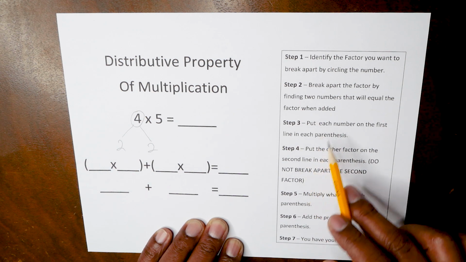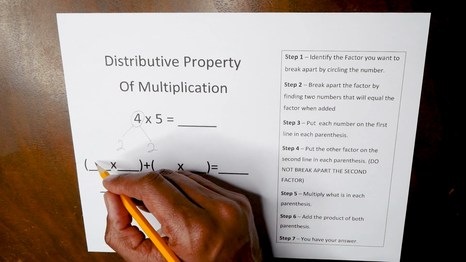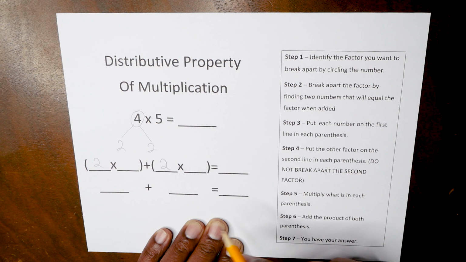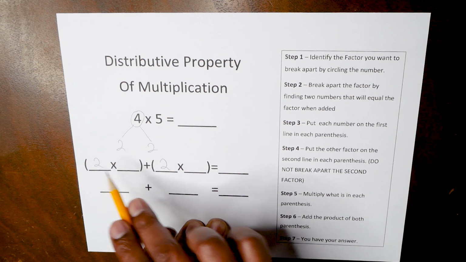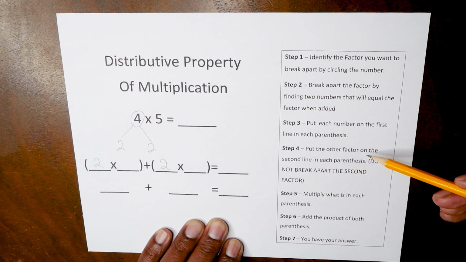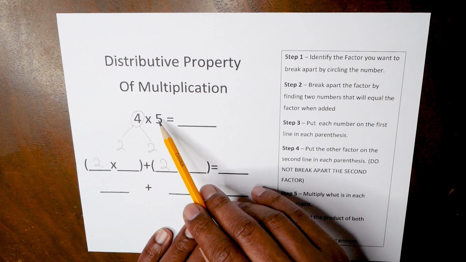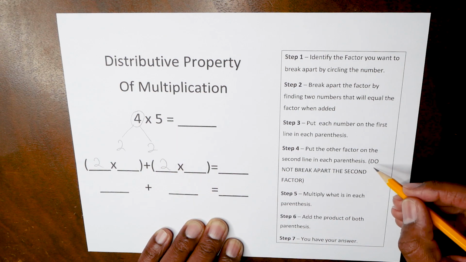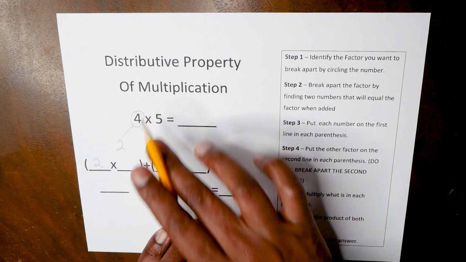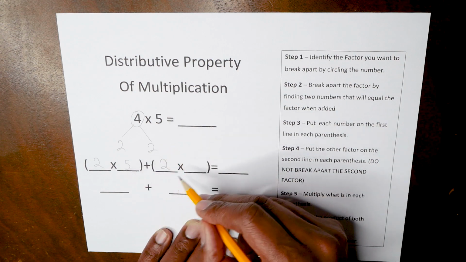Now what I'm going to do is put each number on the first line in each parentheses. So I'm going to put the 2 here, and I'm going to put the 2 there. Okay, one goes in one parenthesis, the other goes in the other. Step 4, then I'm going to put the other factor on the second line in the parentheses. Here's the second line, and here is the other factor. It says here, do not break apart the second factor. So I'm not breaking this apart. I'm just going to simply bring this 5 here and bring this 5 here.